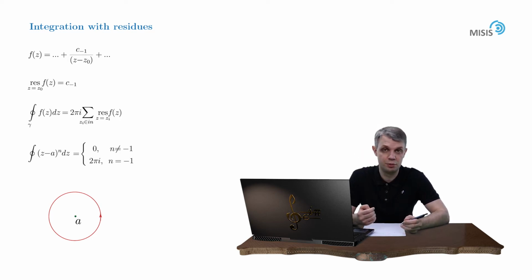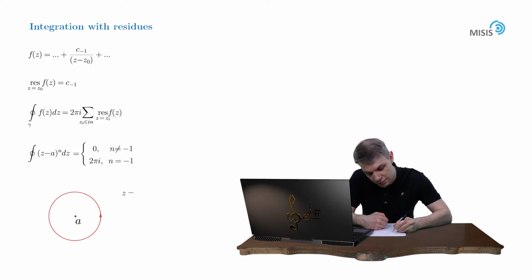Well, to prove this elementary property, let us introduce an already familiar parameterization. z equals a plus r times e to the i phi, where r is the radius of the circle. Then dz equals r e to the i phi times i d phi. And let's plug in this parameterization in our integrand. So what we obtain is the integral over phi from, say, 0 to 2 pi, r to the power of n plus 1, e to the power of i (n plus 1) phi, i d phi.